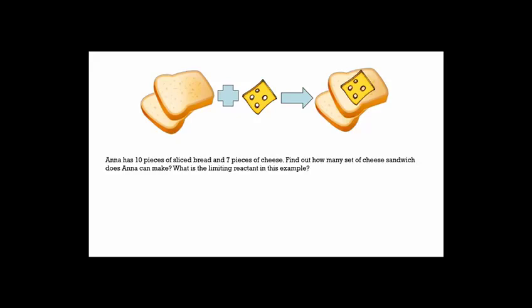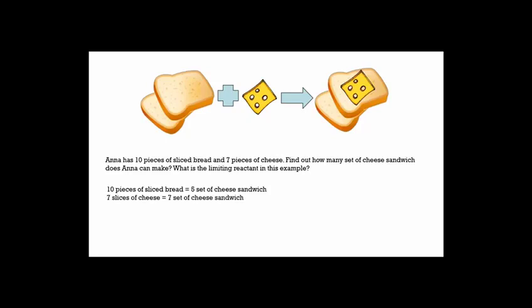In this case, sliced bread and cheese are our reactants, whereas cheese sandwich is our product. Let's break down our information into small pieces. From 10 pieces of sliced bread that Anna has, she's going to make 5 sets of cheese sandwich. Anna has 7 pieces of cheese, and therefore Anna can produce 7 sets of cheese sandwich.